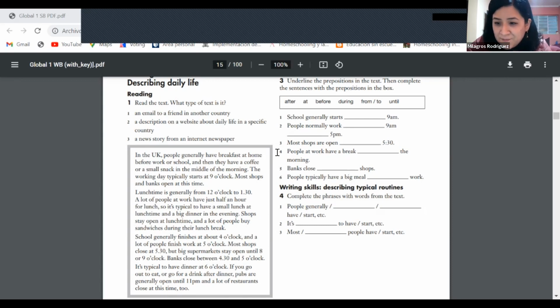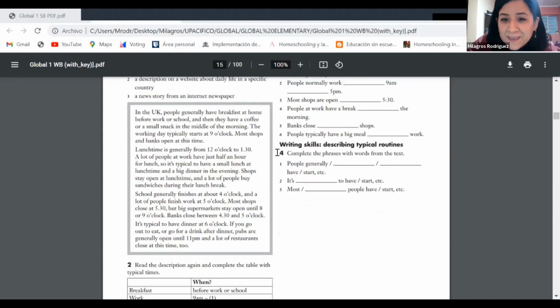So number 4. This is the last exercise. Okay. So we have 2 minutes. Complete the phrases with words from the text. People generally. What can you write here?